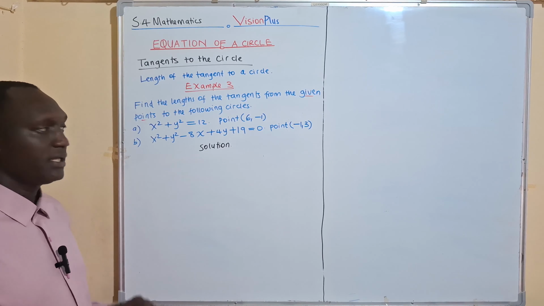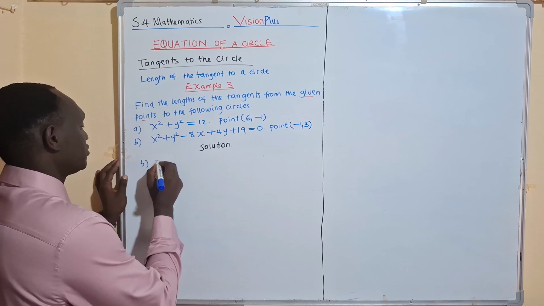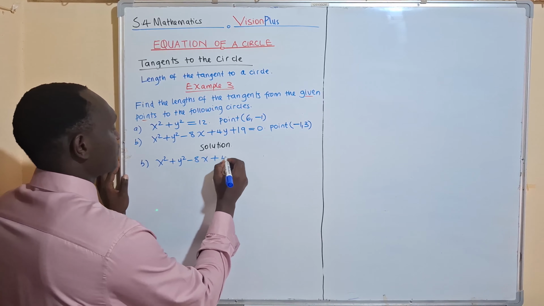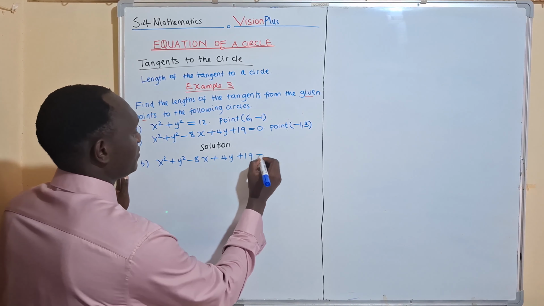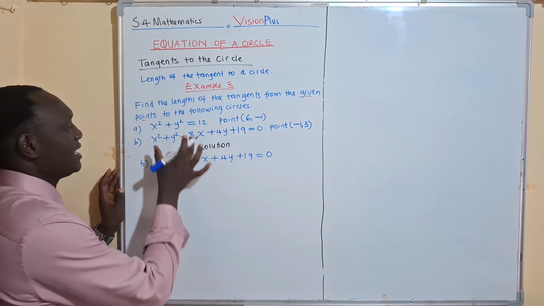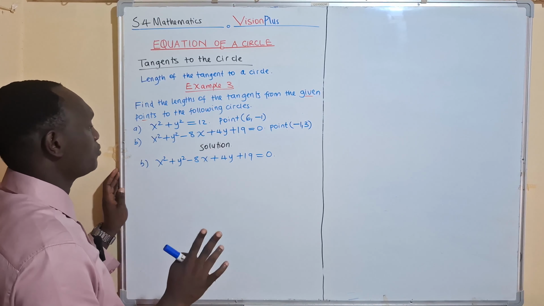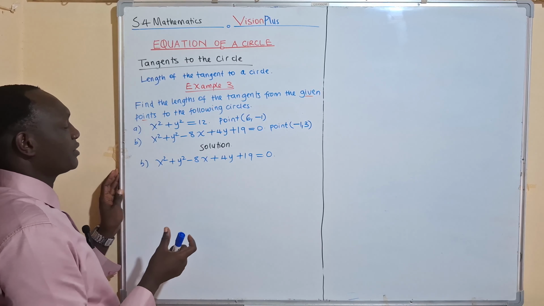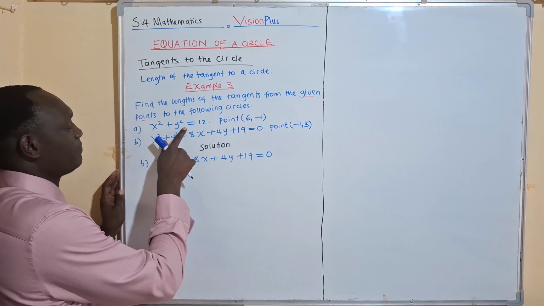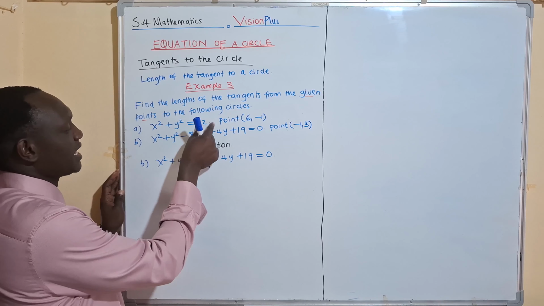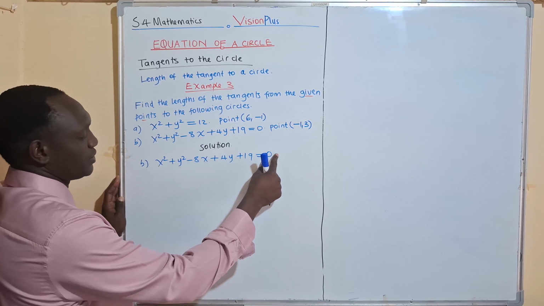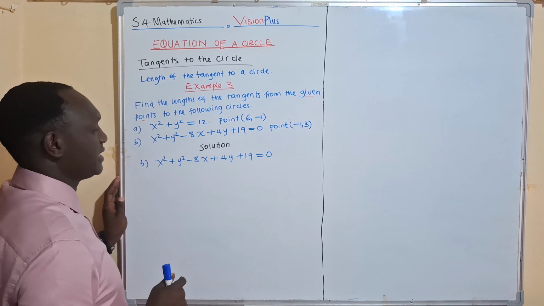Going to part B, we are given the equation of the circle as x squared plus y squared minus 8x plus 4y plus 19 equals 0. This is in the expanded form, as you can see clearly. This one can be in two options: you can either consider it as the factorized form or the expanded form. But for the expanded form, you must carry everything to one side so that you equate it to 0. This one is already equated to 0, so we can see clearly that it is in the expanded form.